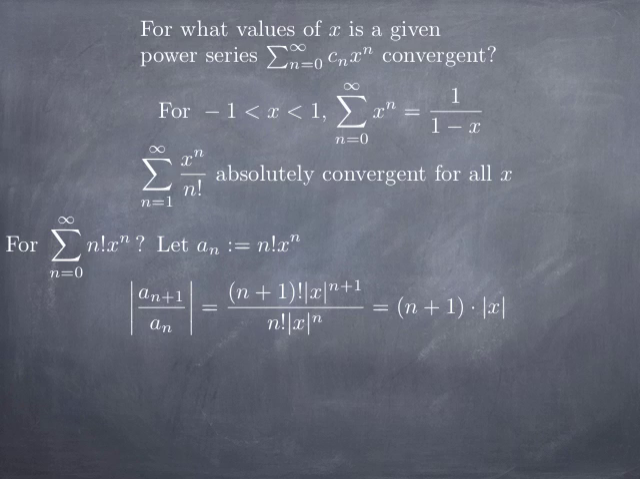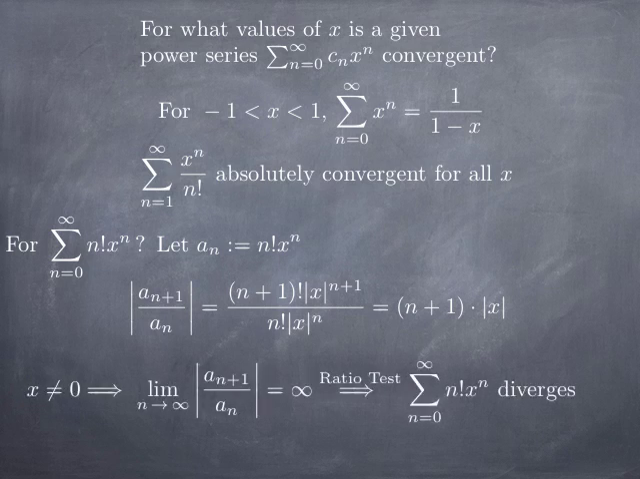Absolute value of x to the n plus 1 divided by absolute value of x to the n is just absolute value of x, and n plus 1 factorial over n factorial is just n plus 1, so we get n plus 1 multiplied by absolute value of x. If x is 0, we get 0 and the series is convergent, and if x is not 0, this goes to infinity when n goes to infinity. And therefore, if the limit of this ratio is infinity, then by the ratio test we can conclude that the series is divergent. In other words, this series converges exactly if x equals 0, so only at one point.